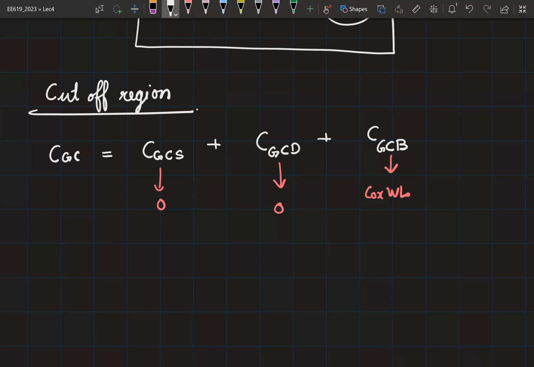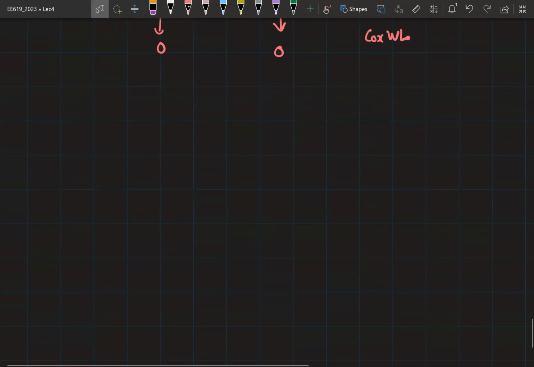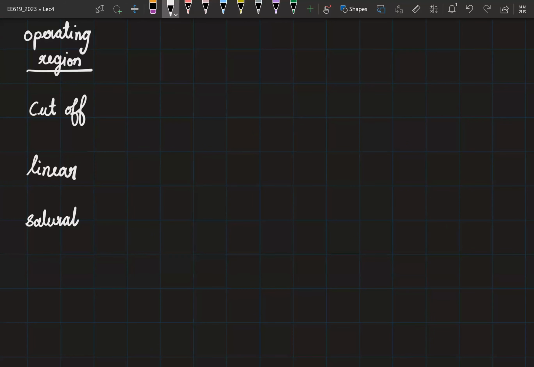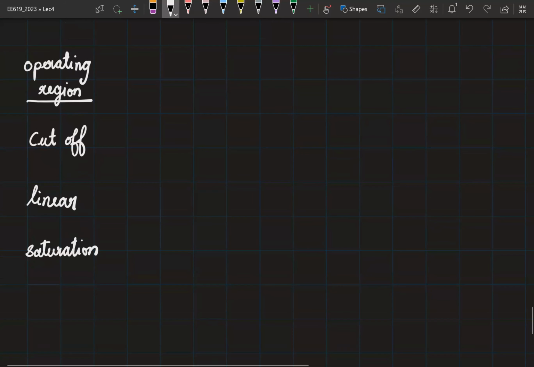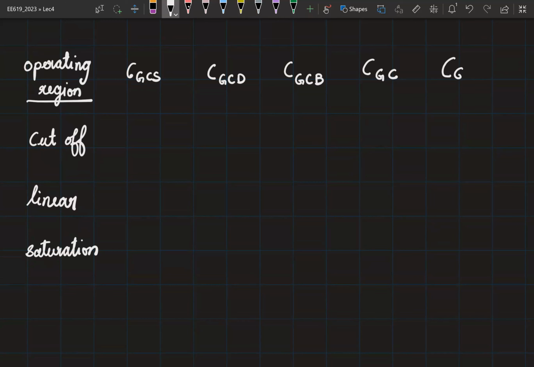Okay. So now let me put all of these results together. So you have the operating region. So we considered cutoff, linear, and saturation. Now you had the values for CGCS, CGCD, and CGCB. Together you have the value for CGC. And then based on this, you can now calculate the total capacitance that you will see from the gate.